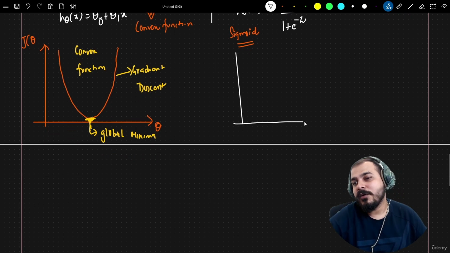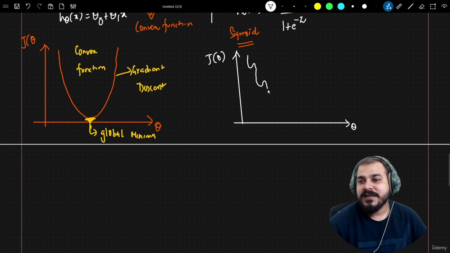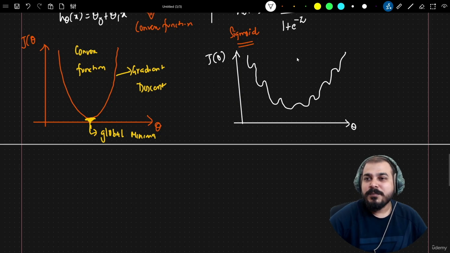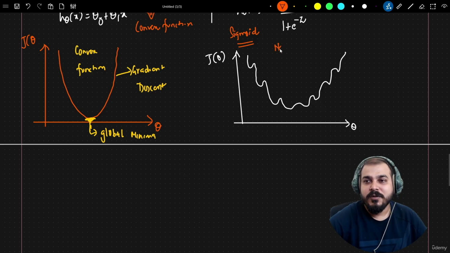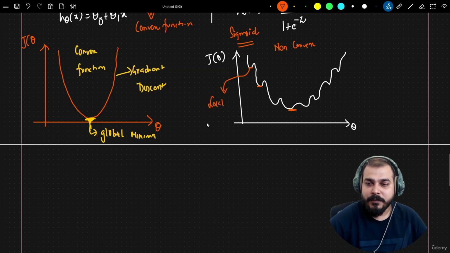So if I try to plot it over here with respect to theta and J of theta, you'll see that we will get this kind of curve. And what is the problem with this particular curve? First of all, it is non-convex. Whenever it is non-convex, obviously this is my global minima, but here you have some more points, and these points will create something called local minima.